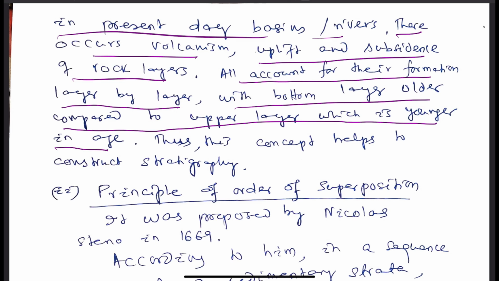Thus, we find that this concept of uniformitarianism is useful in building the stratigraphic column or in building the history of evolution of rock layers. Because in present day sedimentary environments, we see how the geomorphic agents play their role and transfer sediments from the highlands to the lowlands, and they are deposited layer after layer.